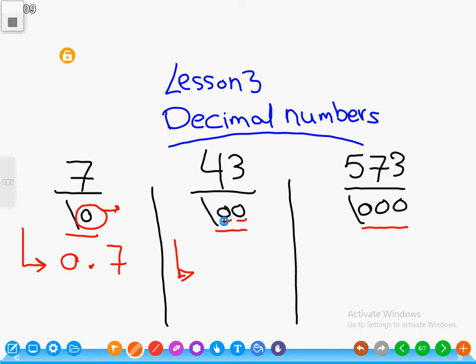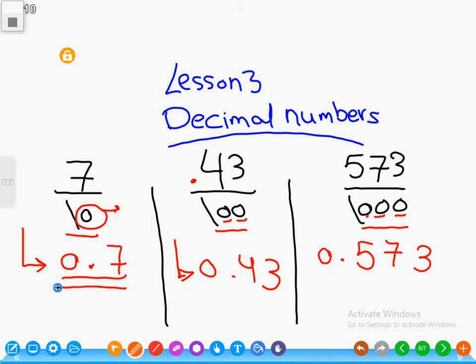So we will count 2 digits, 1, 2, and we will put the decimal point here. No whole number, so we will put zeros. Here, 3 zeros, so we will put the decimal point after 3 digits, 3, 7, 5, decimal point 0. This is called a decimal number. Let's write an example about a decimal number.